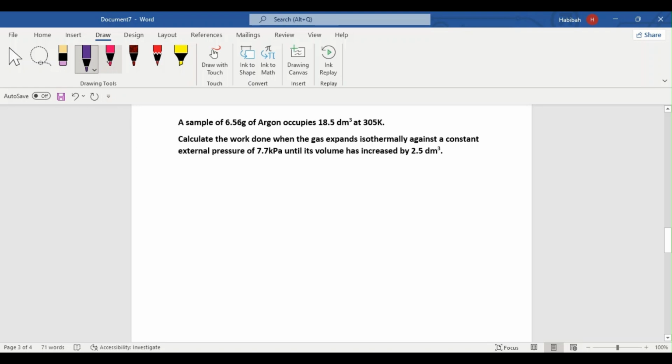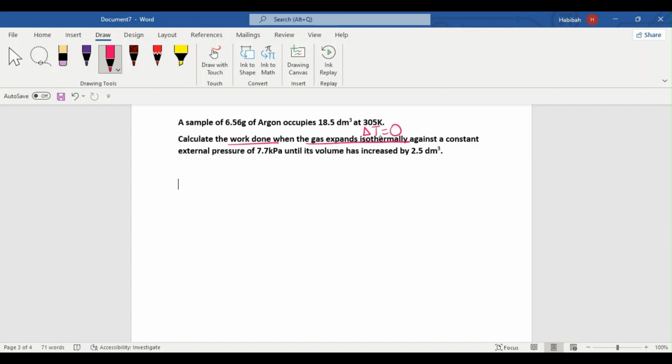Today we're going to be working on the question on the screen that says: a sample of 6.56 gram of argon occupies 18.5 dm cubed at 305 kelvins. Calculate the work done when the gas expands isothermally. So the change in temperature equals zero.